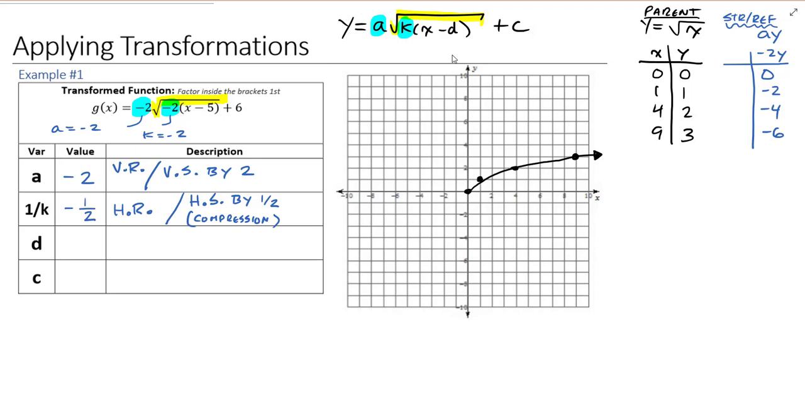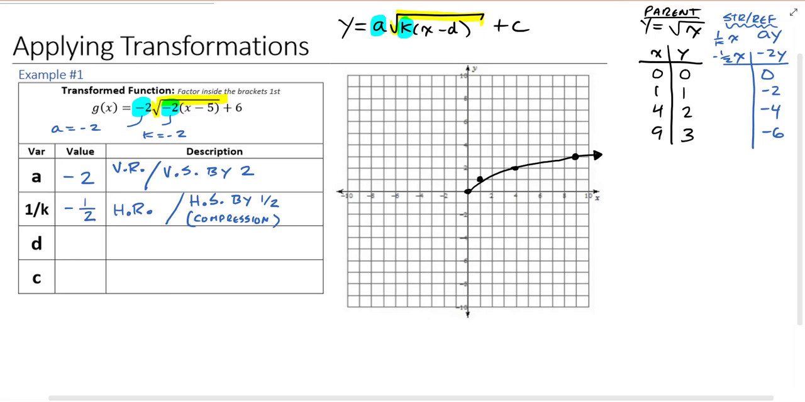Okay, so what we do here is we multiply the x coordinates in my table over at the side by 1 over k. So negative 1/2 times my x coordinates. Now remember, if I'm multiplying something by negative 1/2, I'm really just changing the sign and dividing by 2, right? Multiplying by a half means divide by 2.